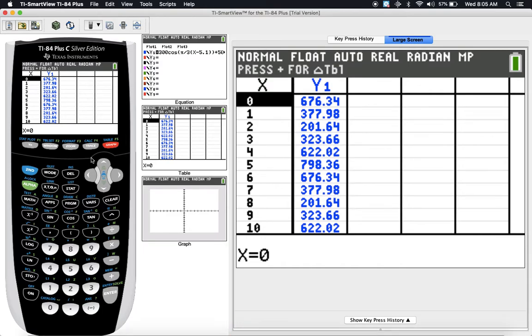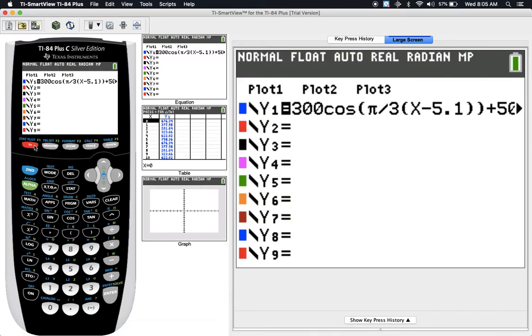Okay, that part's easy. Let's go back to the y equals button. Now, it says that this creature is endangered if its population falls below 300. So I'm going to go down to y equals 2, y sub 2, I'm sorry. I'm going to type in 300 so that I get that horizontal line I graphed. And then I'm going to hit the button graph here.